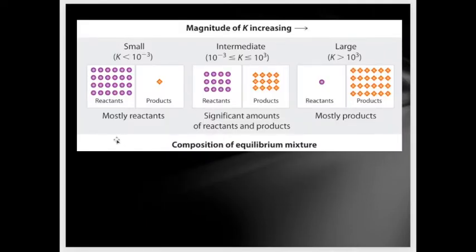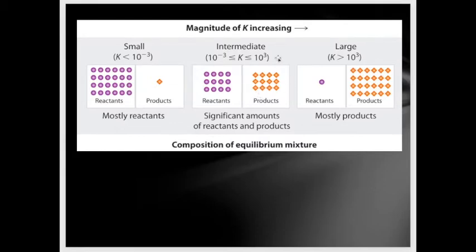This is just what I was getting at earlier. A very small K value means that we have mostly reactants. In fact, the products have hardly formed at all. A huge K value means that we have mostly products. The forward reaction was favored. And somewhere in between, an intermediate K value means that we end up with a significant amount of reactants and products in our equilibrium mixture.